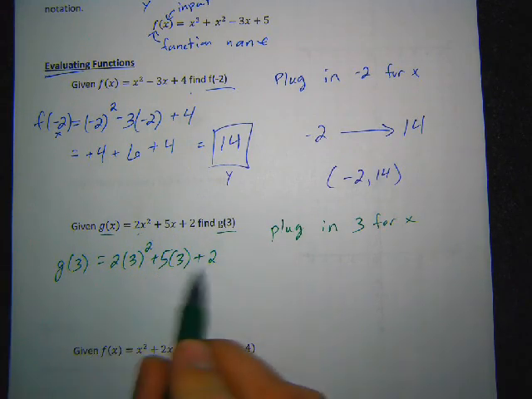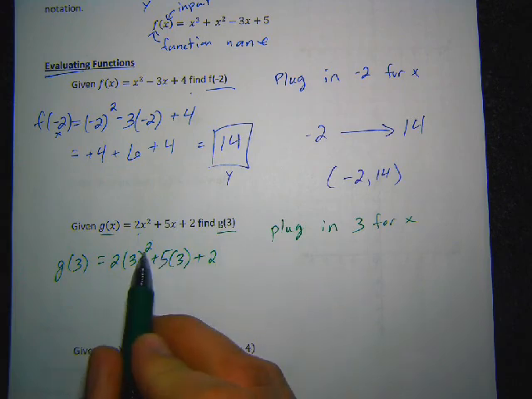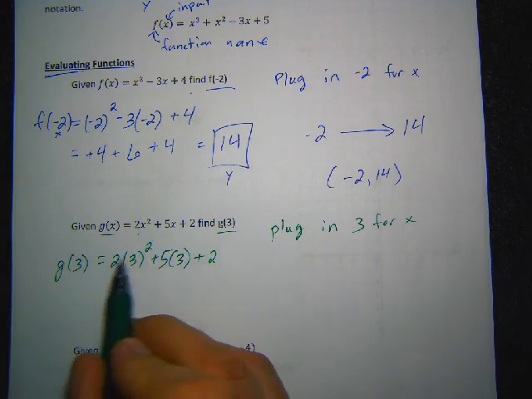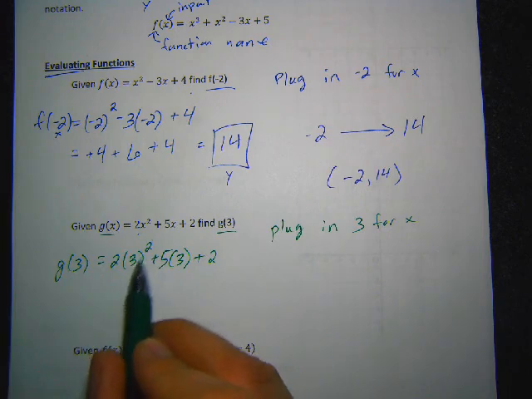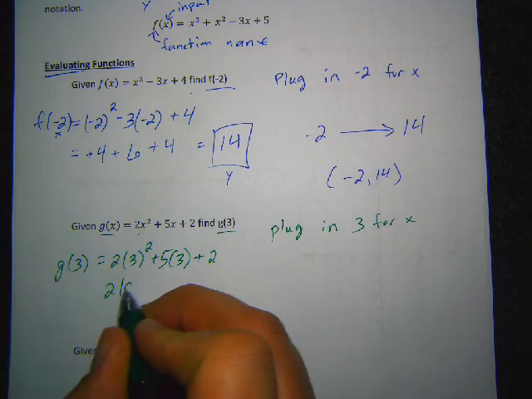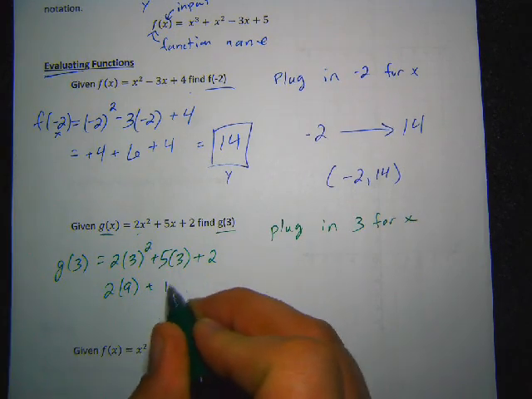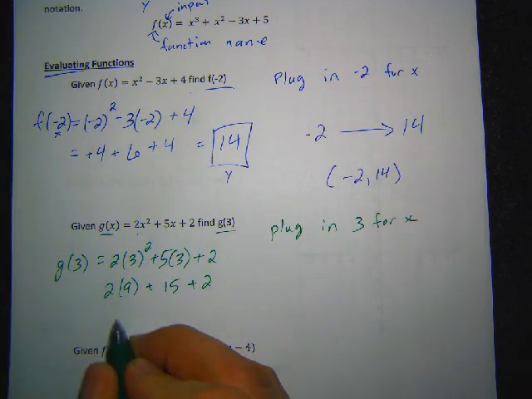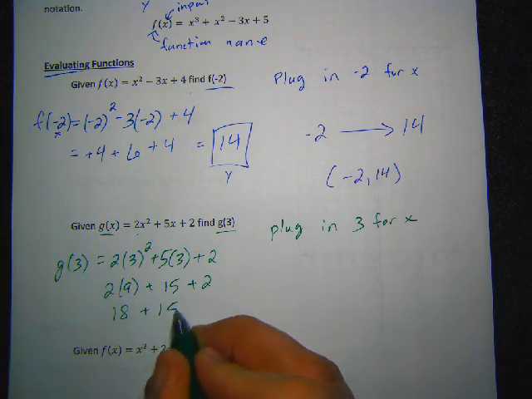Remember, if you're doing this by hand, order of operations, you always do powers before you multiply. I always get people trying to take 6 squared, but no, you have to do the power first, because powers go before multiplication. So I do 3 squared is 9, so I get 2 times 9. 5 times 3 is 15, plus 2. Well, 2 times 9 is 18, so I get 18 plus 15 plus 2.